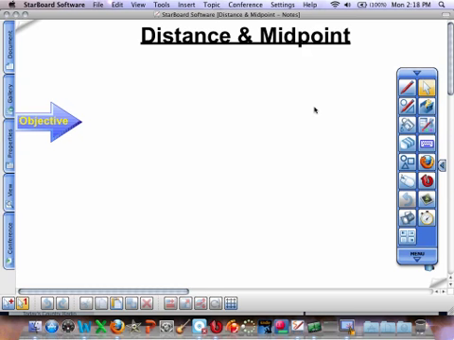Here we go. Yesterday, on Friday, we talked about points, lines, and planes. We're just going to do a little bit more of that today. We're looking at distance and midpoint, and then tomorrow we'll talk about the segment addition postulate and so forth.